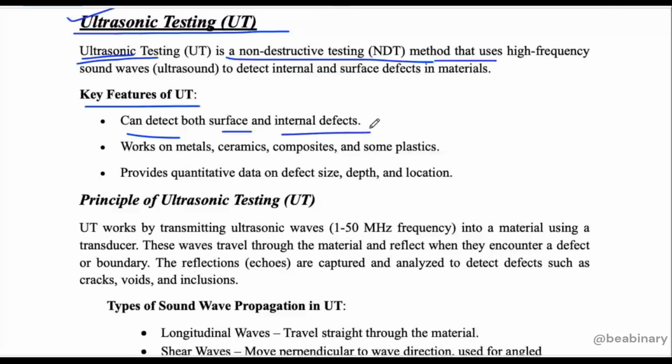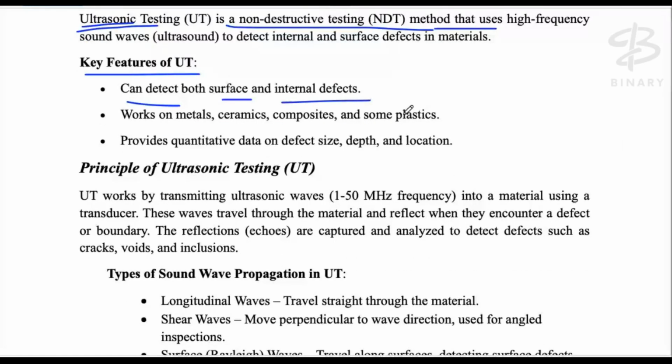Why? Because if your sound has a high wavelength, it cannot cross. But if it has a high frequency, it can cross. If the frequency is high, the wavelength would be low, and if the wavelength is high, the frequency would be low, just vice versa. So if sufficient frequency is applied, it can easily go inside, and that's why it can detect the internal defects as well. That's why it is written here that it can detect surface and internal defects.